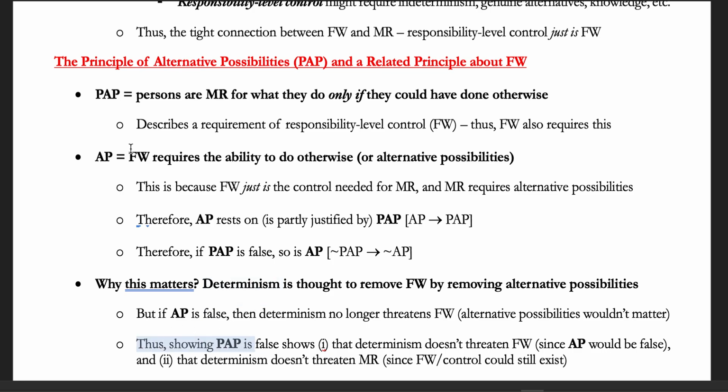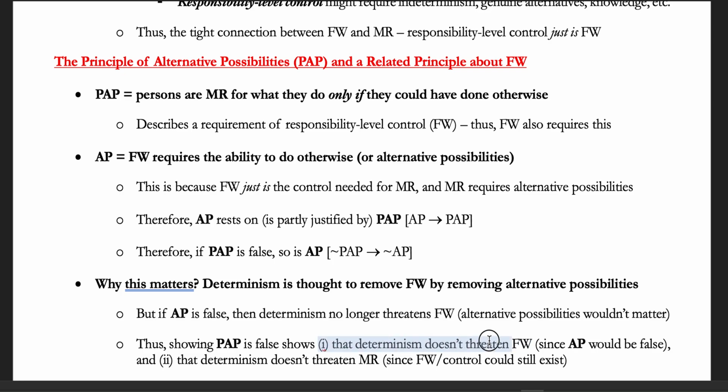Therefore, these principles and the connection between responsibility and free will matter because showing that moral responsibility does not require alternative possibilities, that PAP is false, would show that determinism doesn't threaten free will, because AP would be false. If PAP is false, AP is false. Therefore, showing PAP is false shows that AP is false, which would show that determinism doesn't matter.